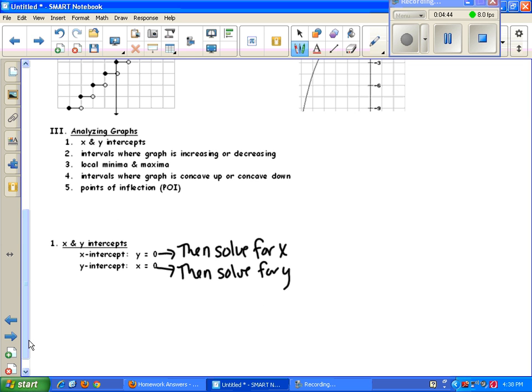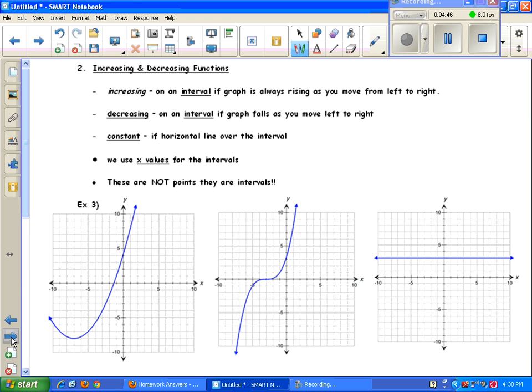So I'm going to go to the next page. So, increasing and decreasing functions. This can be a little bit tricky, so make sure you're paying attention. Increasing on an interval if the graph is always rising as you move from left to right. Decreasing on an interval if the graph falls as you move from left to right. So again, you're always going from left to right on your graph as you're doing this.